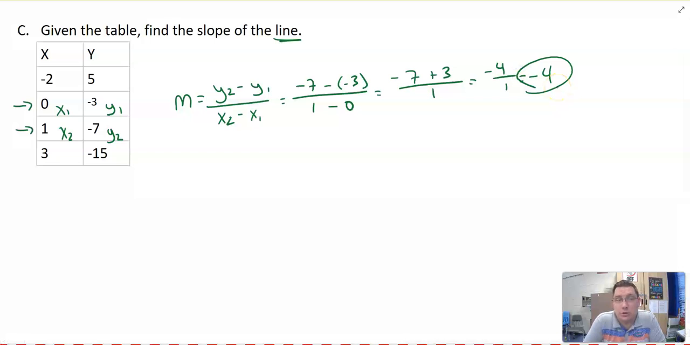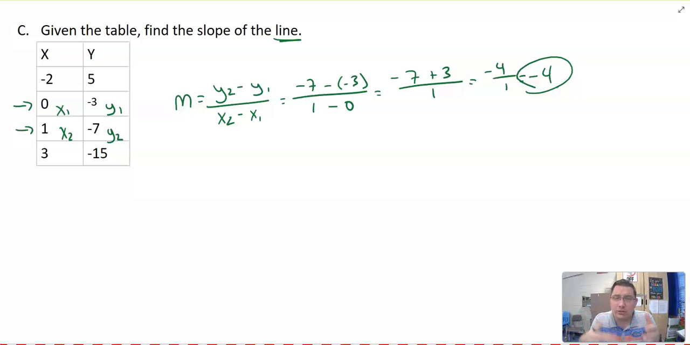Now, I could do it with two other ordered pairs. I could do it with the negative 2, 5 and the 3, negative 15. If this is truly a line, the slope will be the same for all of these combinations. It doesn't matter which two I choose. The slope will always reduce to negative 4 for this line. Okay, so that's what we're looking at there.